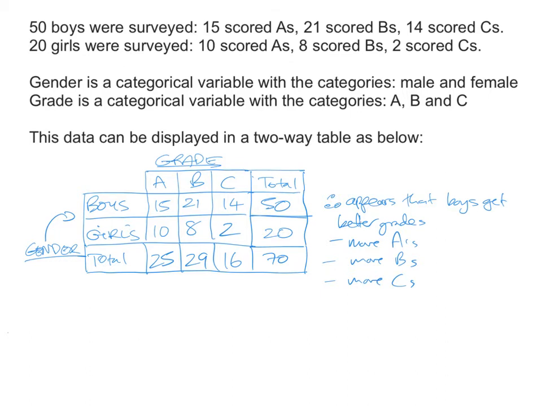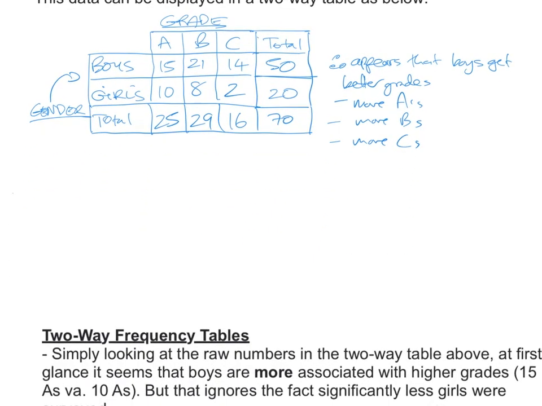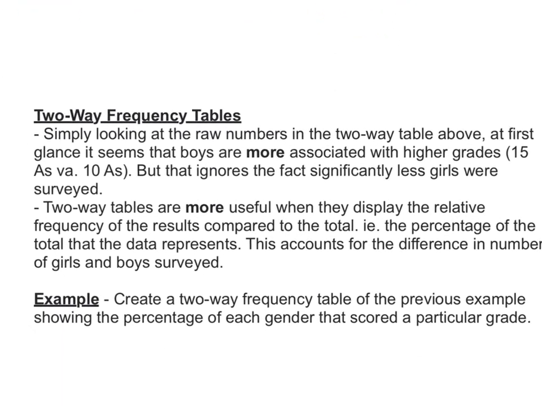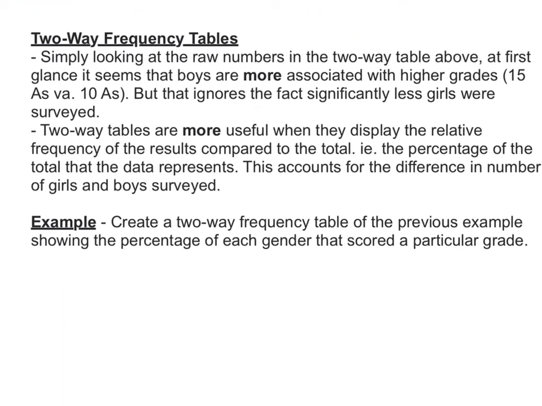And that's a silly person's argument, because obviously only 20 girls were surveyed. And that brings us to the idea of taking the next step, which is two-way frequency tables and actually finding the relative frequency of these numbers, of the data.